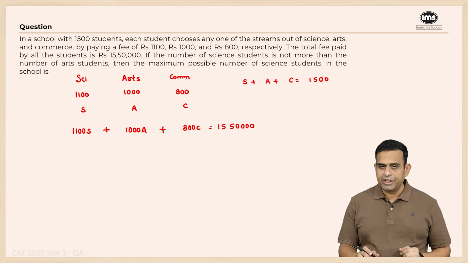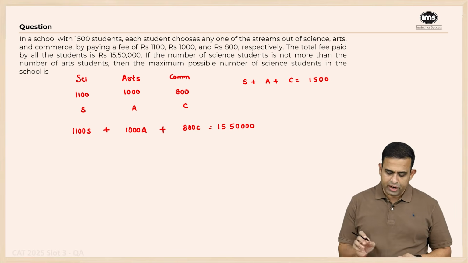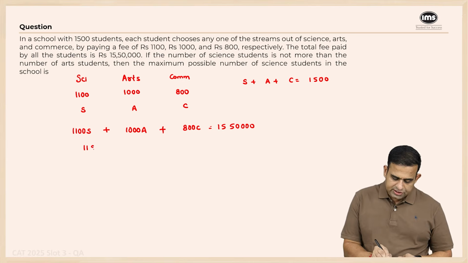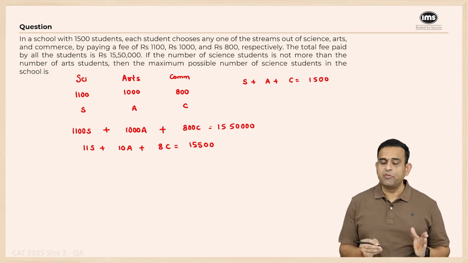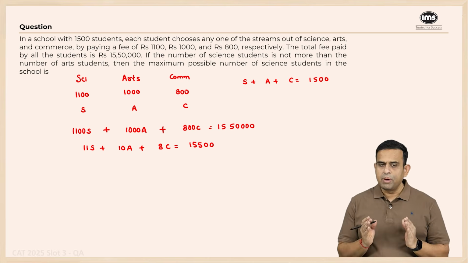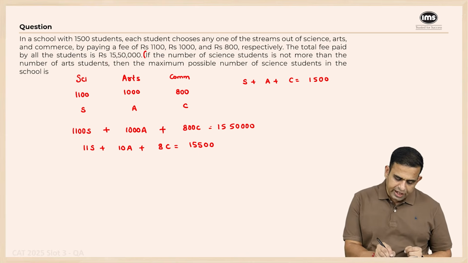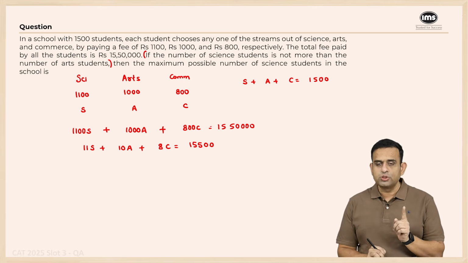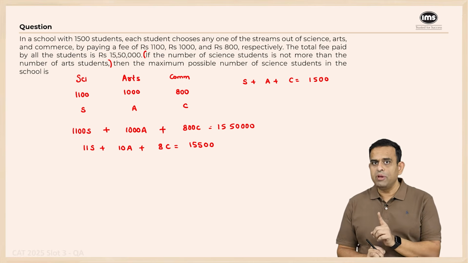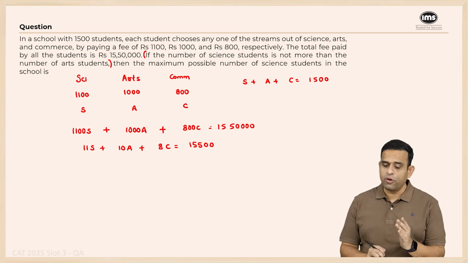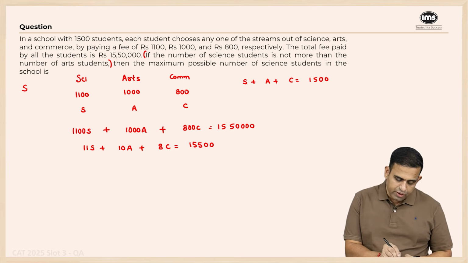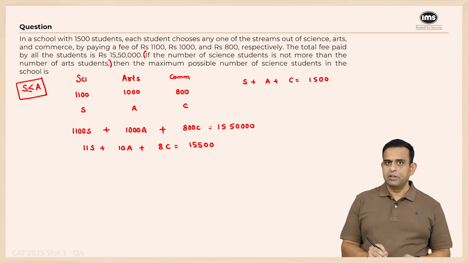Now, if you look at this equation, we can divide by 100, and that will reduce to 11S + 10A + 8C = 15,500. Now remember, the objective is to maximize the number of science students, and if you read this sentence again properly, the number of science students is not more. So S cannot be more than A, but S can be less than or equal to A. So we have a very important condition from that line: S is less than or equal to A. That is the main part.